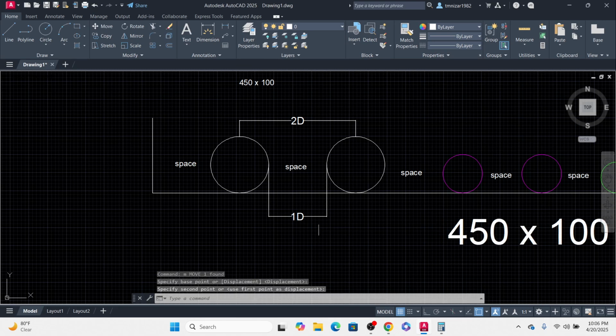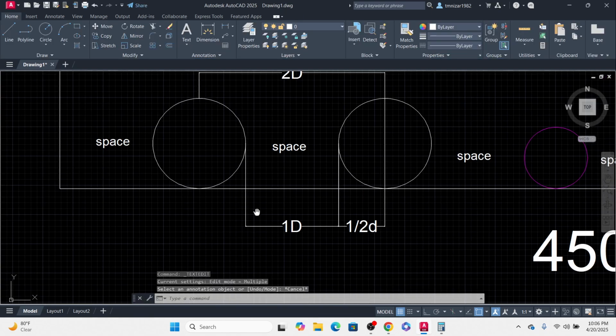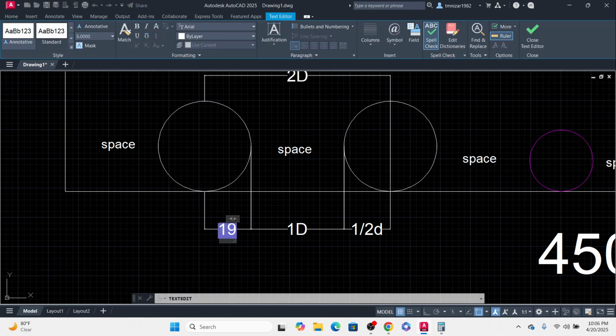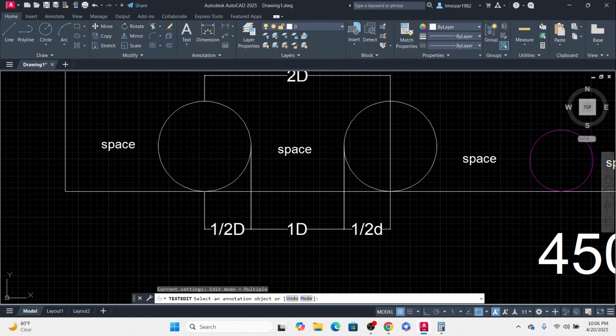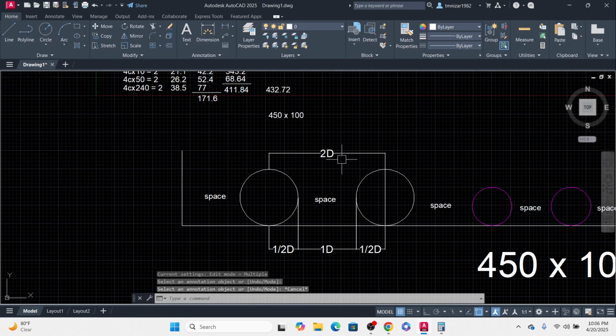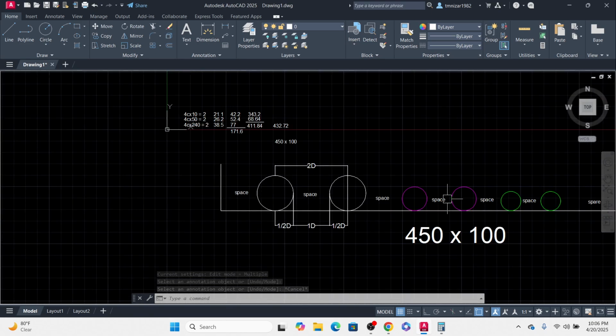Actually, this is 1D. Let's go. This is half D, 1/2D, and this is another half D. So it becomes 2D. This is total 2D. If you say 2D, this is the spacing.